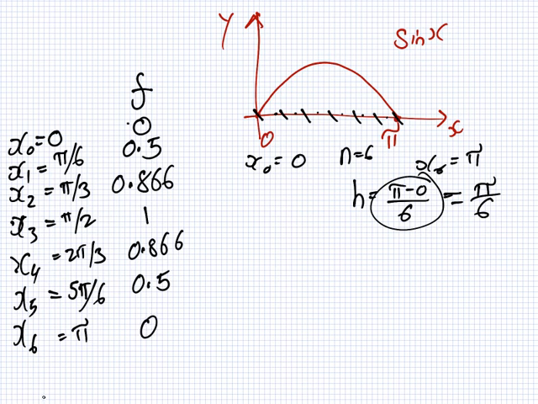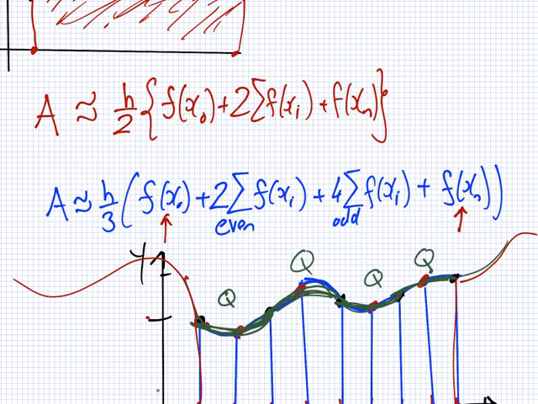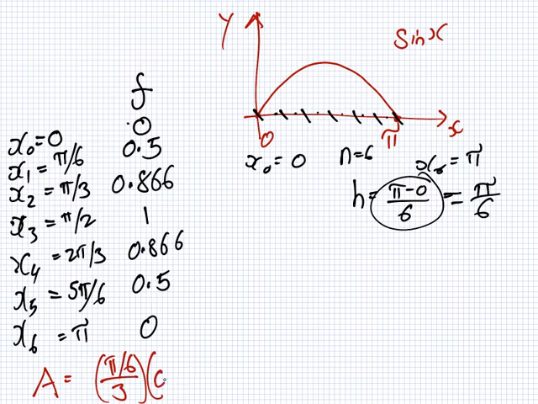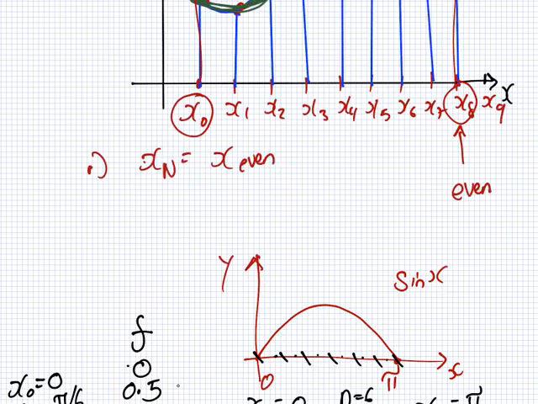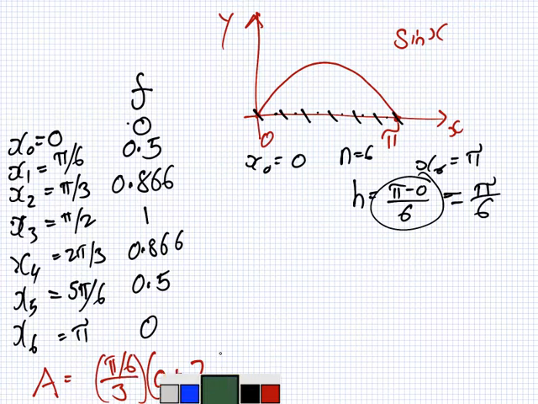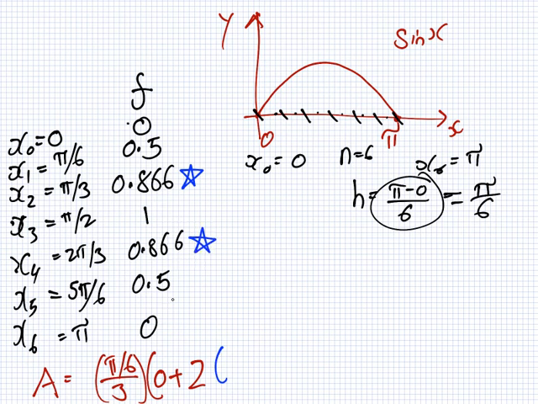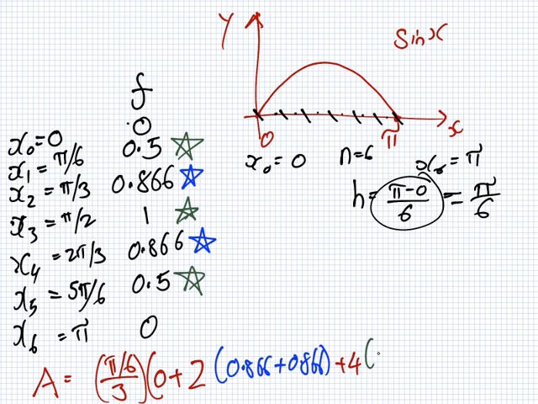So Simpson's rule says the area will equal h over 3, and then what's next? The first one, which is 0, plus twice the even. Now, the even ones would be this one and this one, because I remember I said the first and the last, you do separately. So that's twice 0.866 plus 0.866 plus 4 times the odd ones, which would be 1, 3, and 5. So that's 0.5 plus 1 plus 0.5. Finally, plus the last one, which is 0.